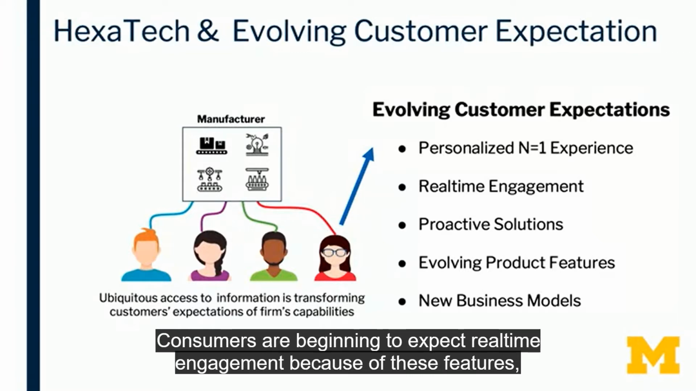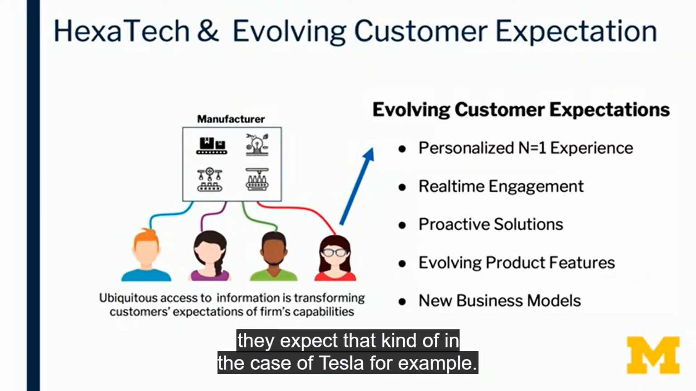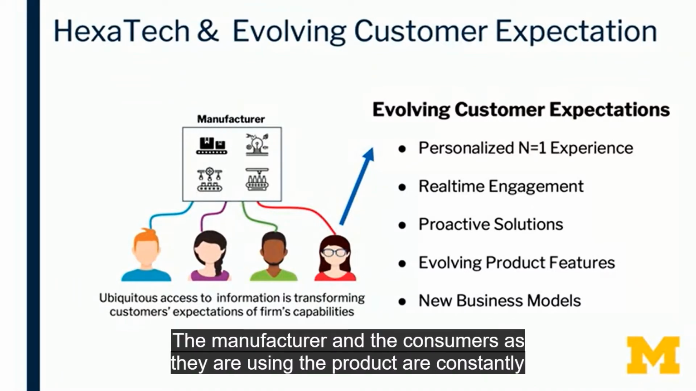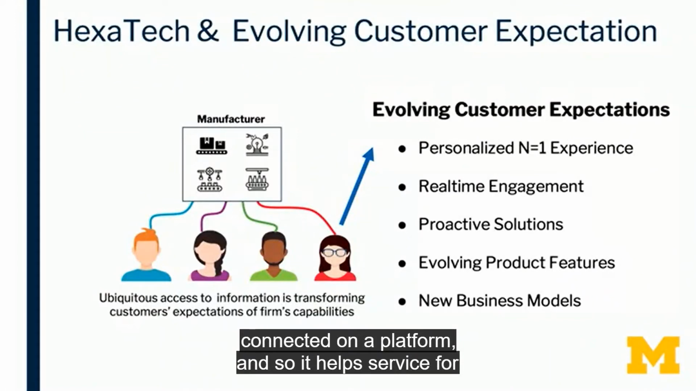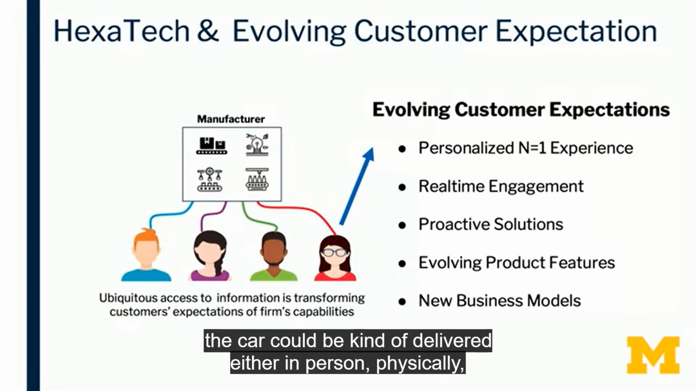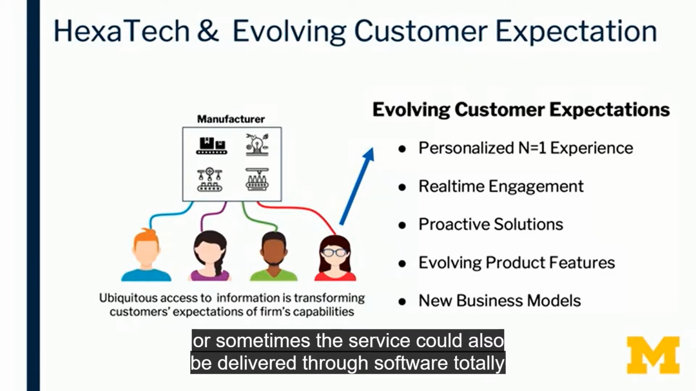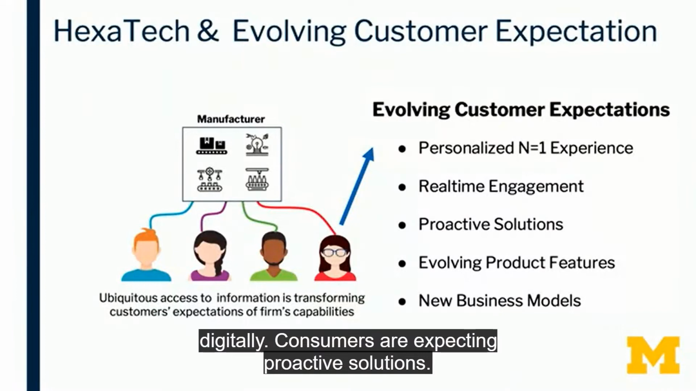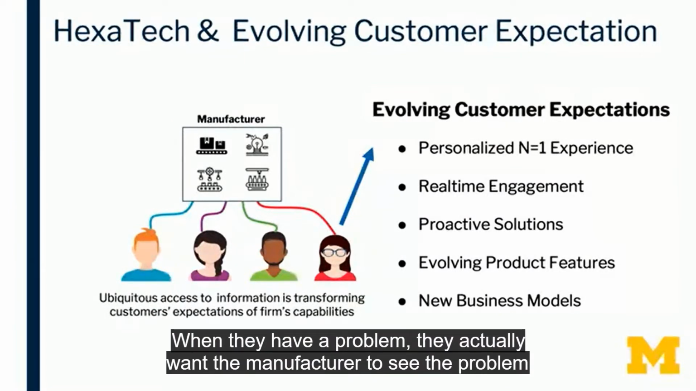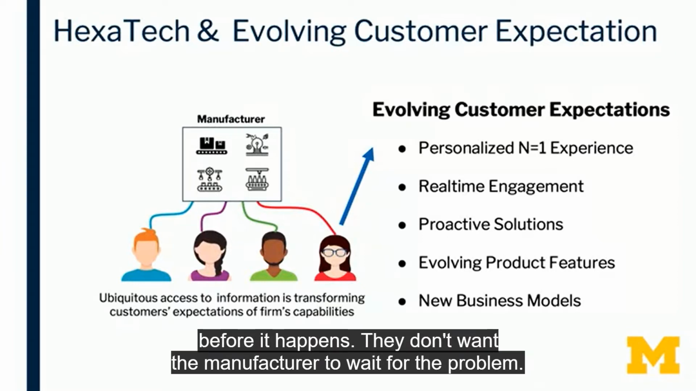Consumers are beginning to expect real-time engagement because of these features. In the case of Tesla, for example, the manufacturer and the consumer, as they are using the product, are constantly connected on a platform. So a service for the car could be delivered either in person, physically, or sometimes through software, totally digitally. Consumers are expecting proactive solutions. When they have a problem, they want the manufacturer to see the problem before it happens. They don't want the manufacturer to wait for the problem.